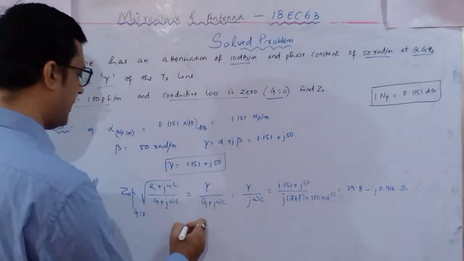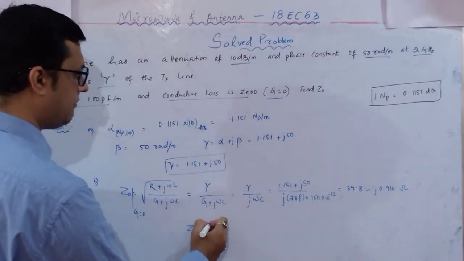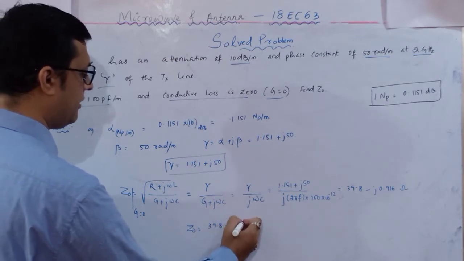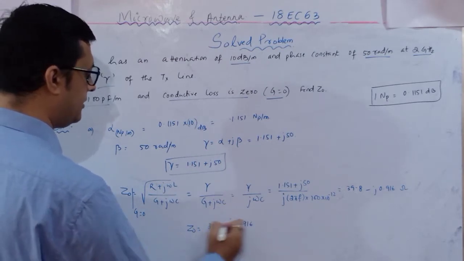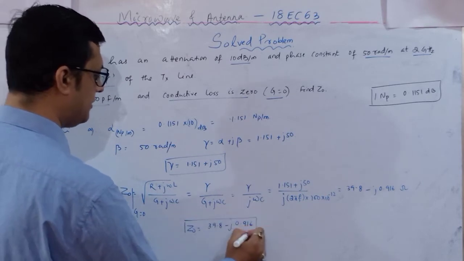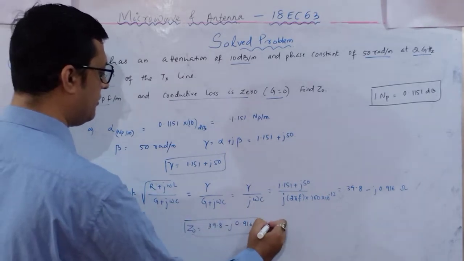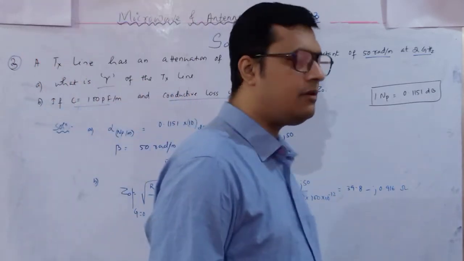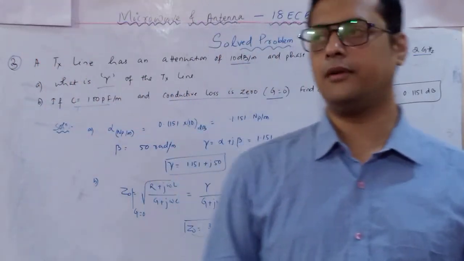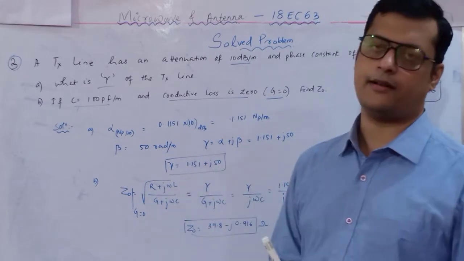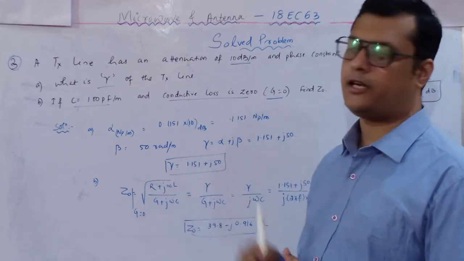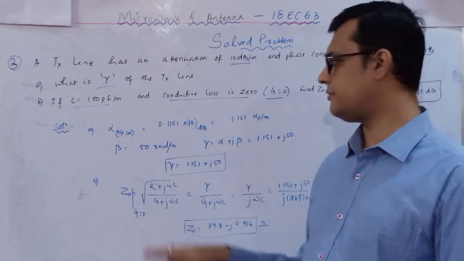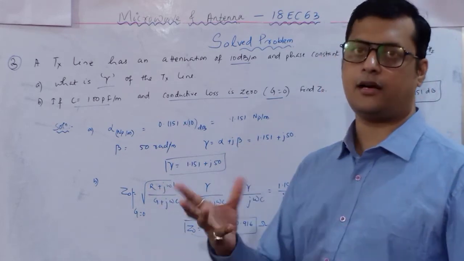So this will be my characteristic impedance: 39.8 minus j 0.916, this much ohm. It is a simple one. So you need to remember the relations. You need to remember what are the formulas behind it. If you substitute here directly, we don't know what is the value of R. So there again it is an unknown factor.